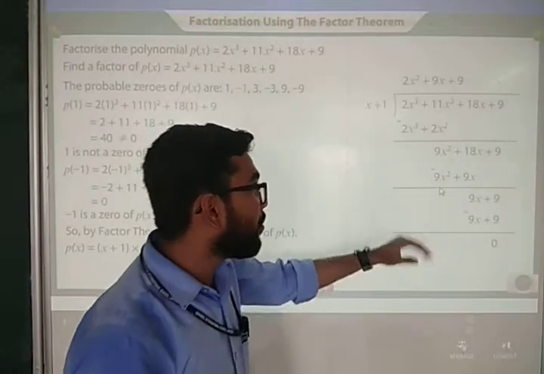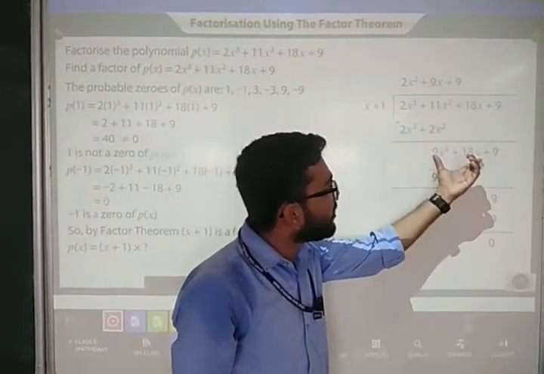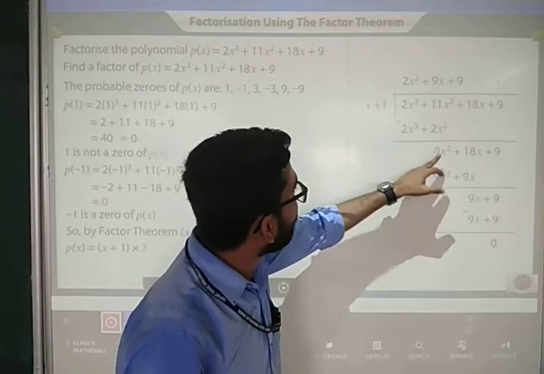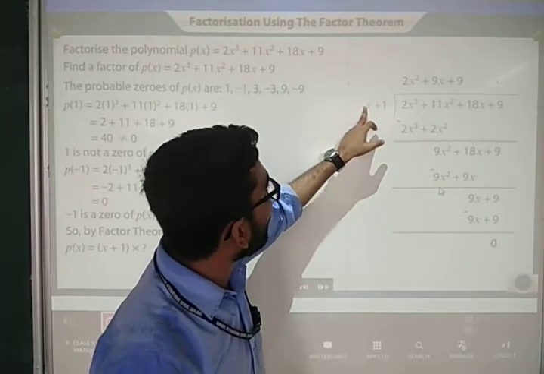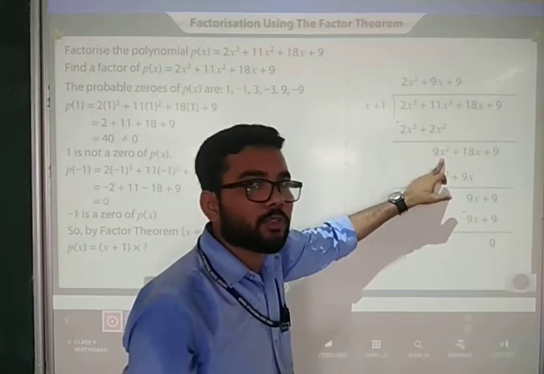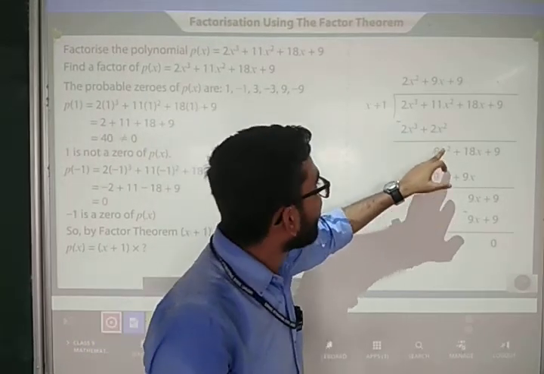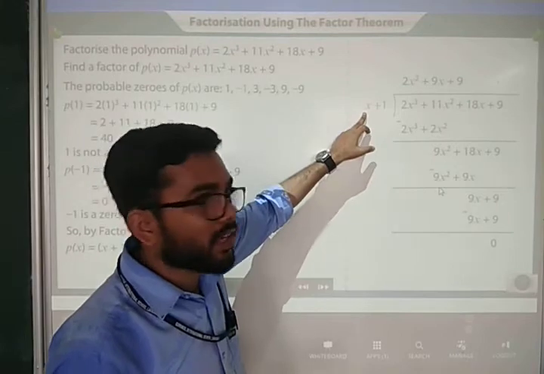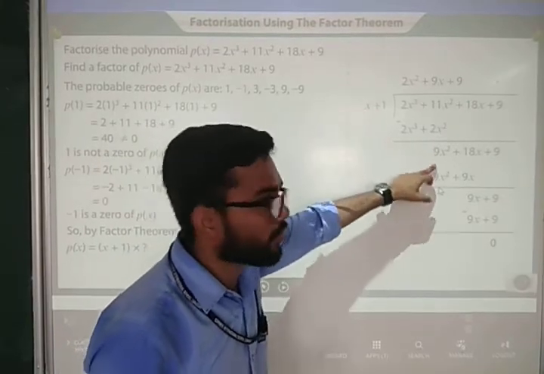Then apply the same step again. Now the dividend is this and the divisor is this. By which term do we multiply x so that we get 9x squared? We multiply x by 9x so that we get 9x squared.